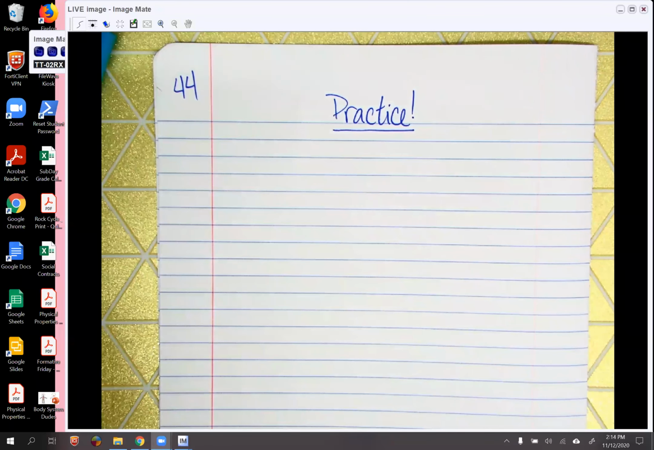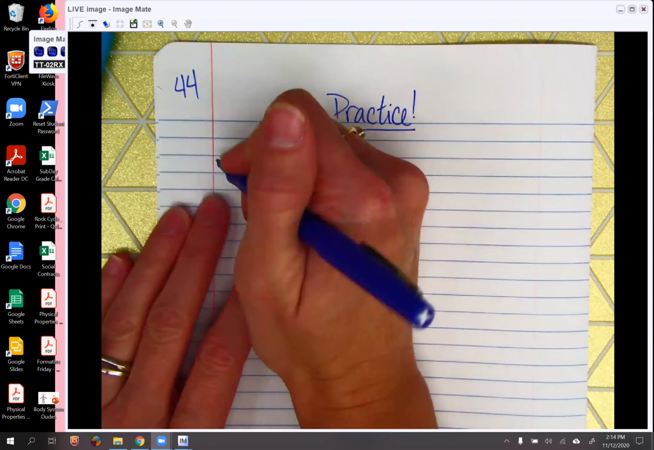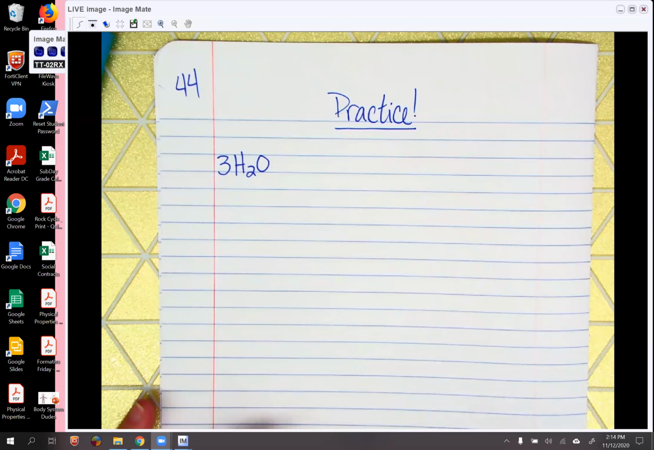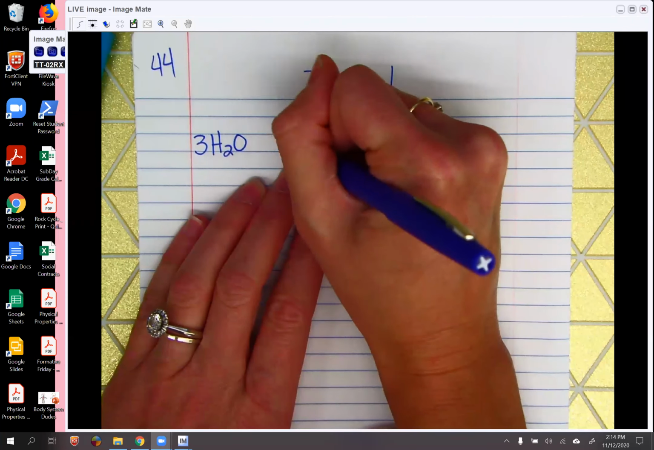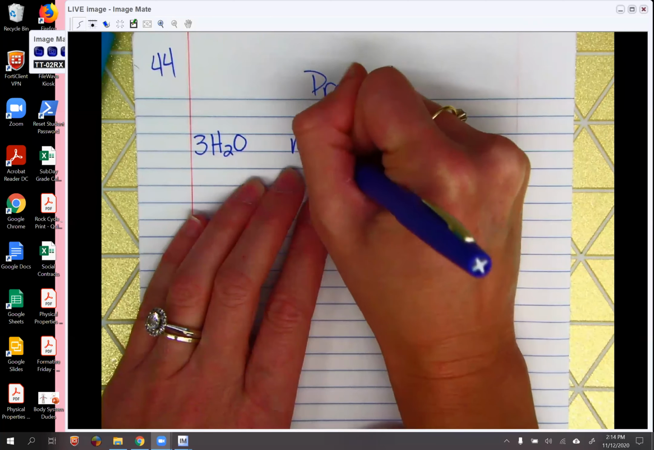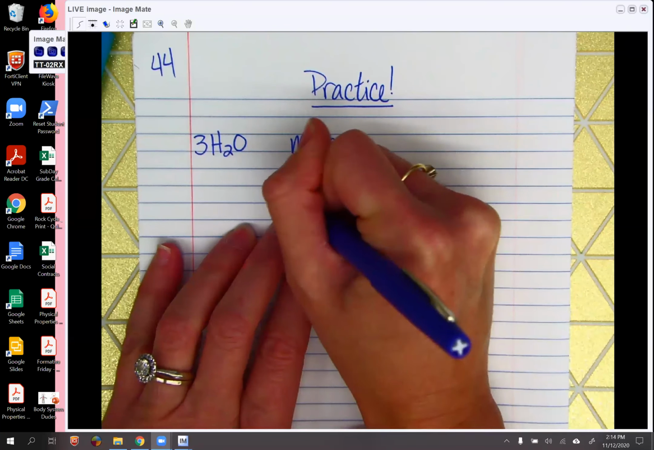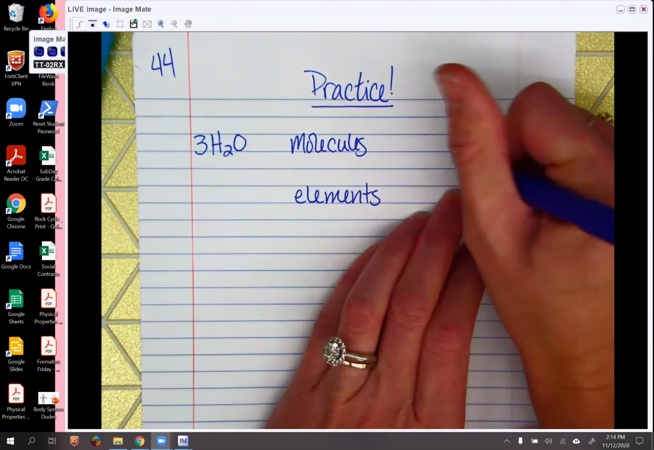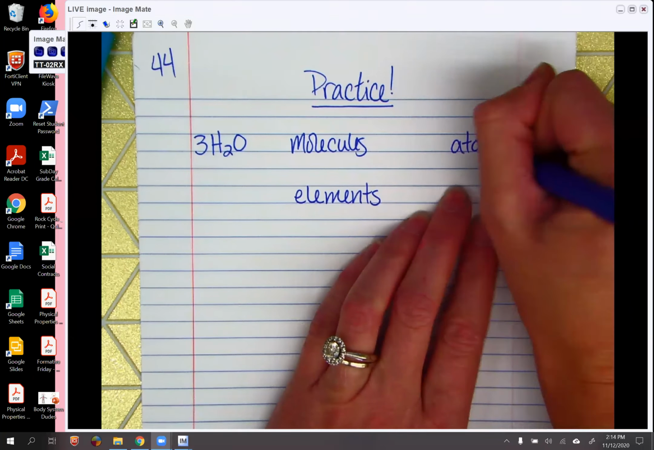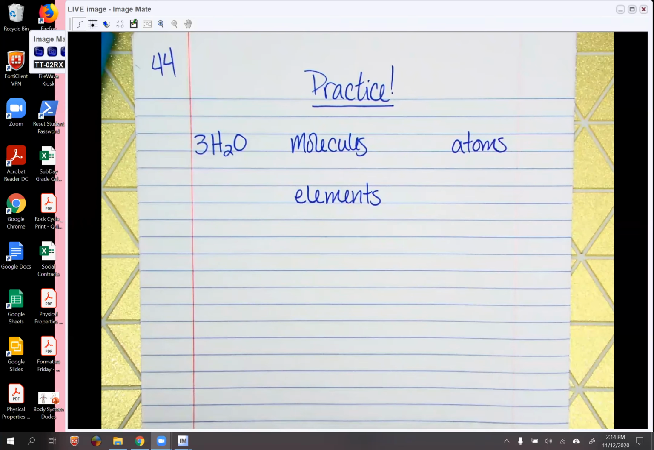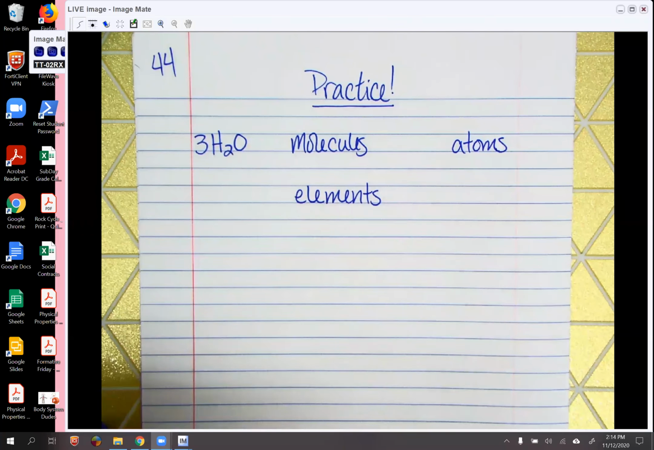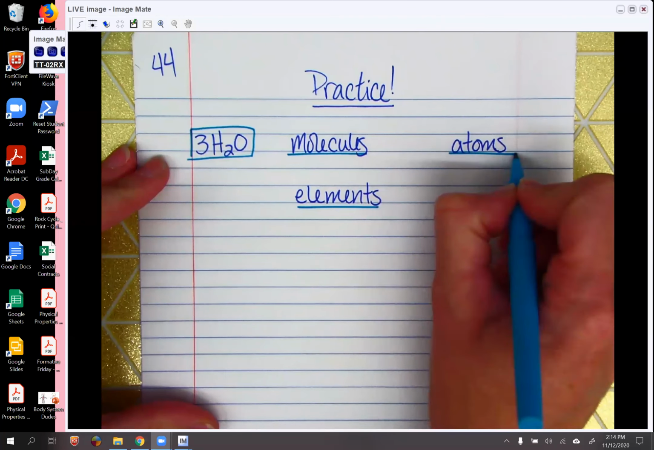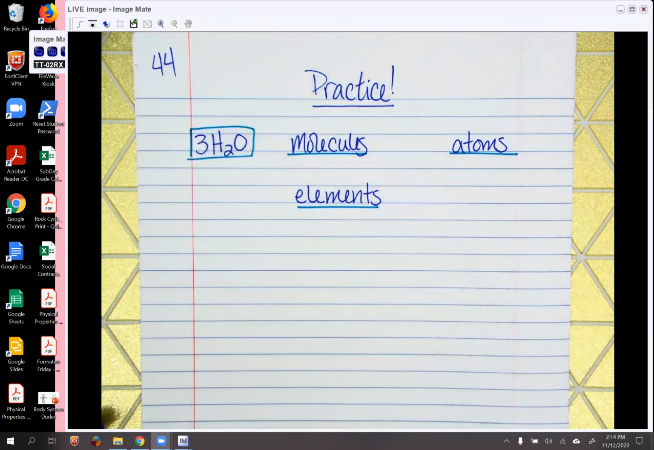Okay. So practice problem number 1. If I were to give you 3H2O, could you figure out how many molecules this is, how many elements are represented, and how many atoms of each of those elements there are? So I want us to work the first one together. So hopefully we can go pretty quickly, but you'll understand.